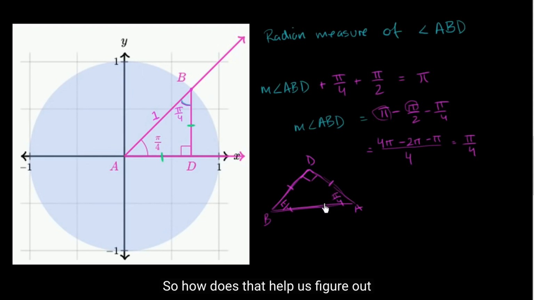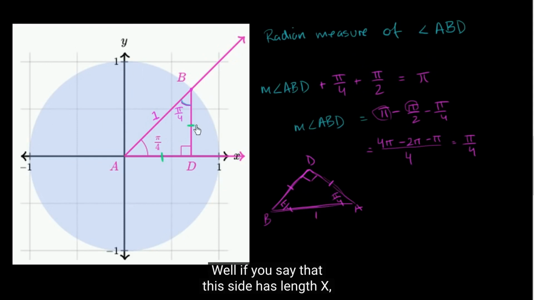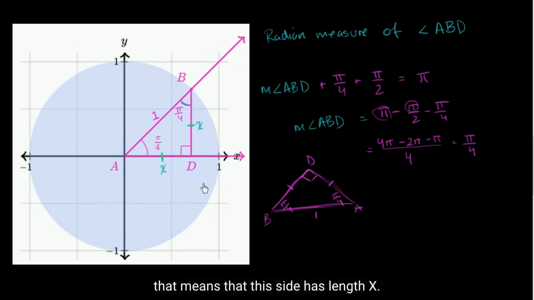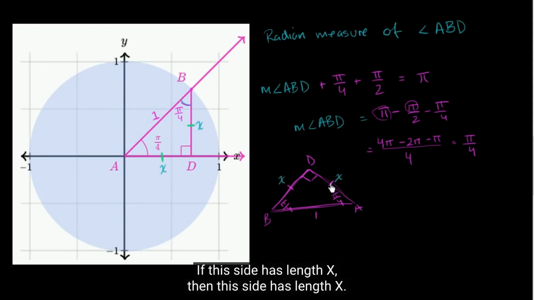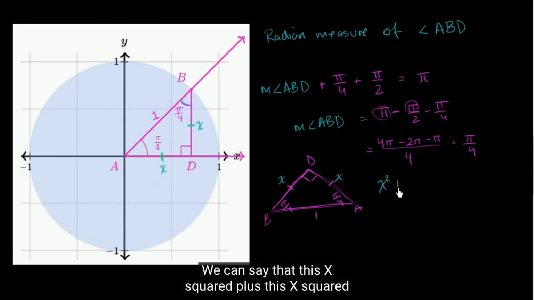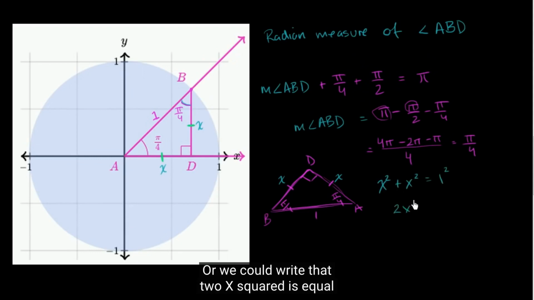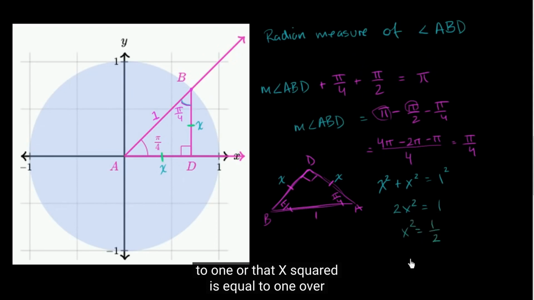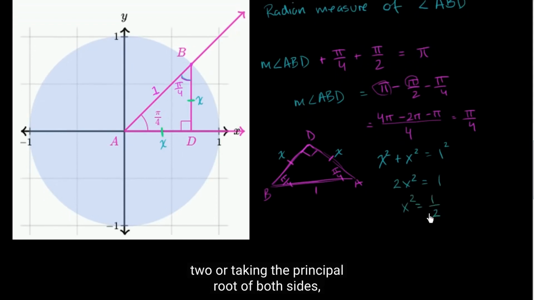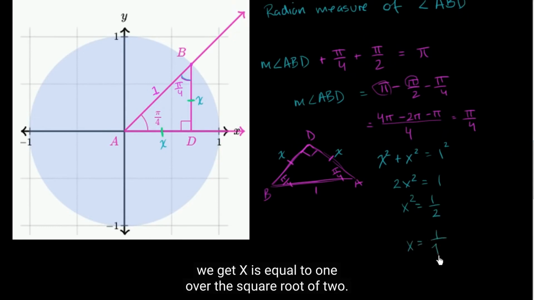And so how does that help us figure out the lengths of the sides? Well, if you say that this side has length x, that means that this side has length x. And now we can use the Pythagorean theorem. We could say that this x squared plus this x squared is equal to the hypotenuse squared, which is equal to 1 squared. Or we could write that 2x squared is equal to 1, or that x squared is equal to 1 over 2, or just taking the principal root of both sides, we get x is equal to 1 over the square root of 2.